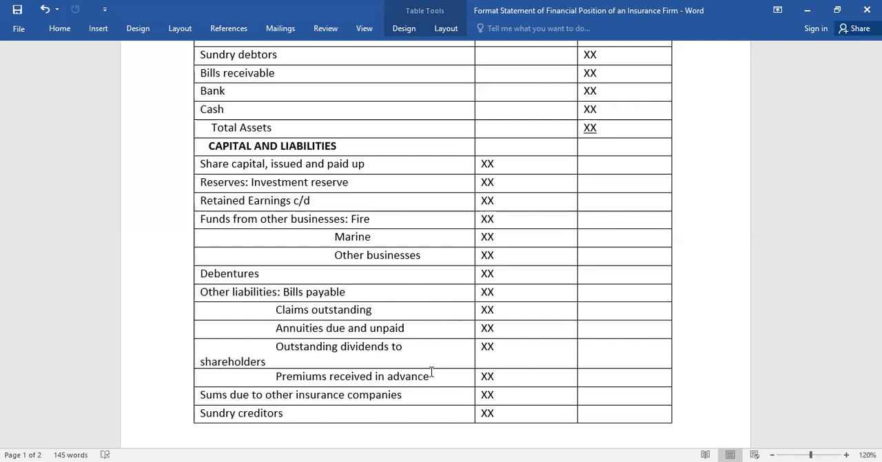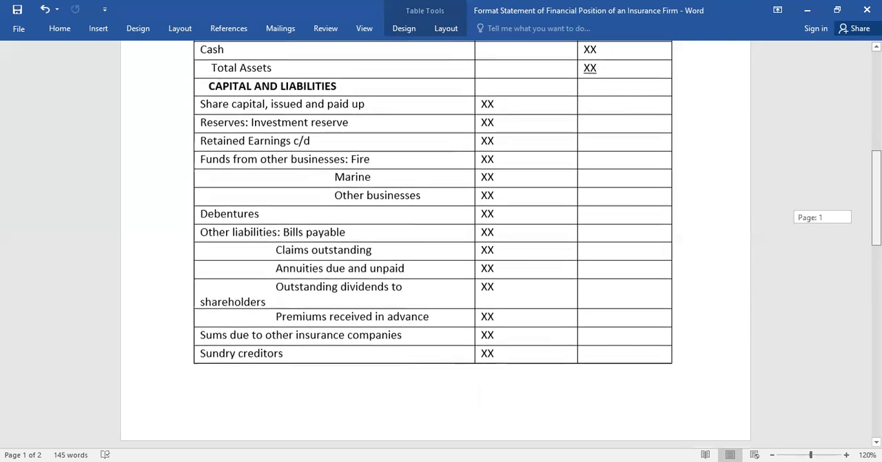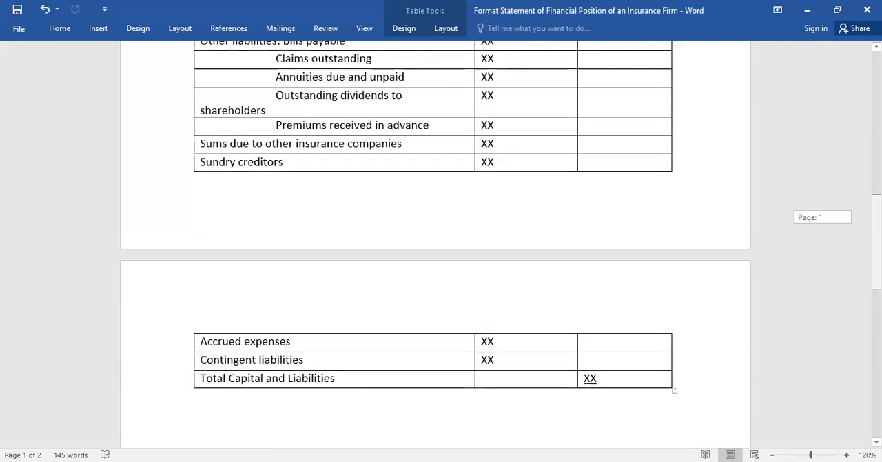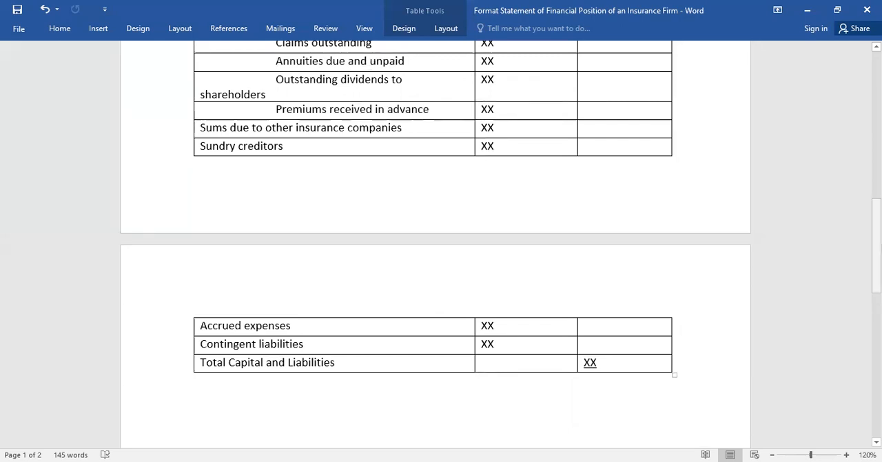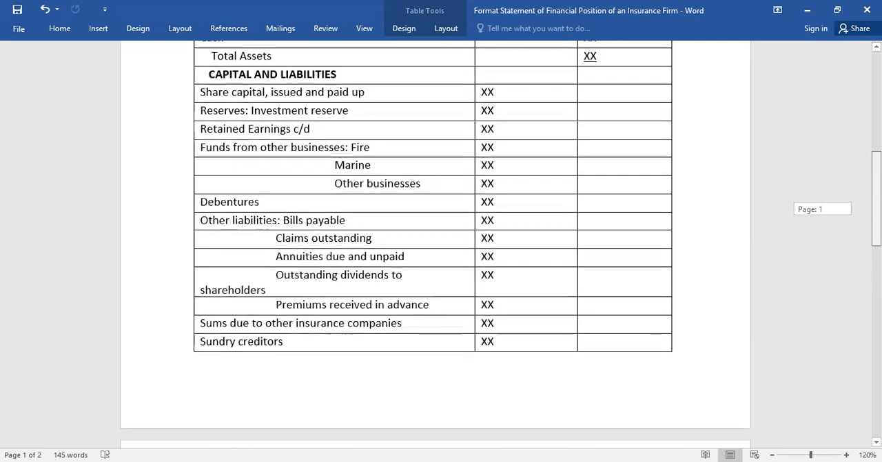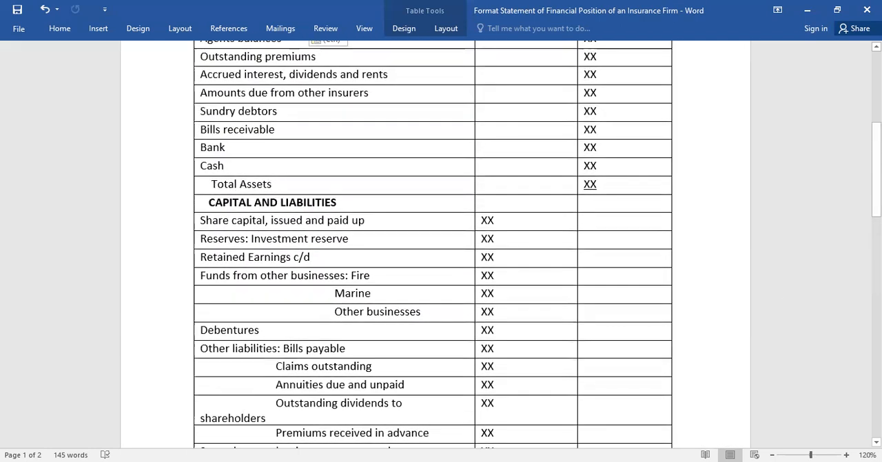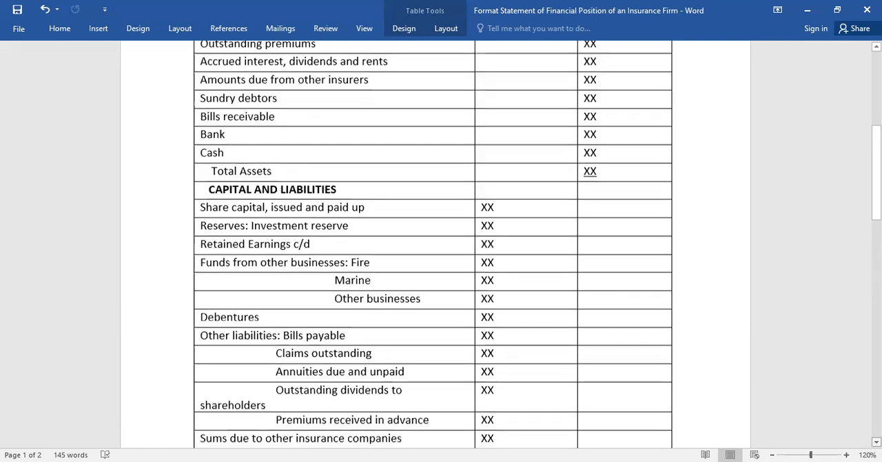Then we have the sums due to other insurance companies. Remember the ceded and the granted. Granted is when we are receiving as an income. Ceded is when we are paying or allowing a risk of another insurance company. Then we have the sundry creditors, etc. All the other liabilities that are in business in nature, any accrued expenses, contingent liabilities, name them. So this totals the liability items and the capital items, and they should balance with our assets. So our total assets should balance with our total liabilities.